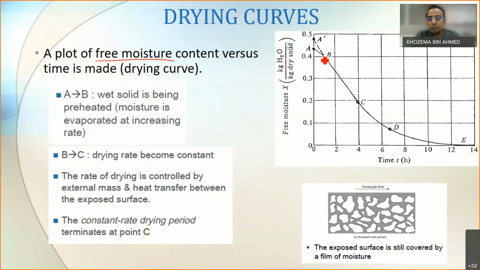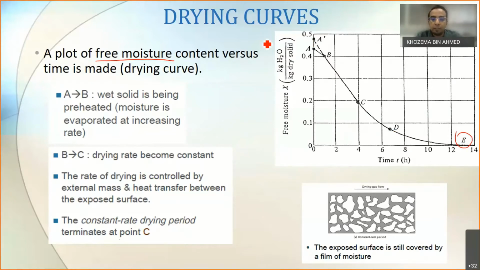Basically, this is an ideal drying curve where you have your y-axis as the free moisture content, with the unit kg of H2O per kg of dry solid, and the time. The time can be in hours, minutes, or seconds depending on the material that you are drying. You have a few important points here: A prime to B, B to C, C to D, and D to E. E is your final moisture content for your drying process.